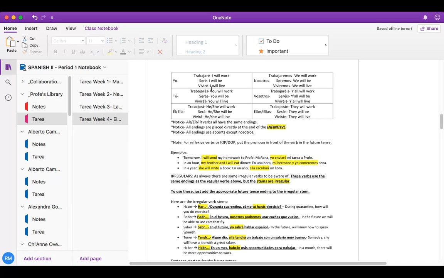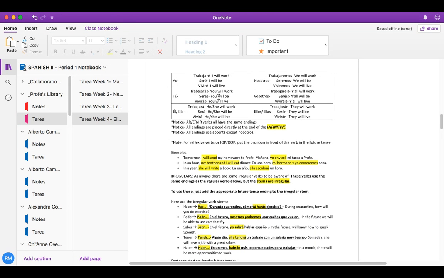Okay? And down here, I will live, viviré. I will live. It has vivir directly in it, which is an IR verb. I did not take off the IR. I just plopped my little E with an accent right down on the end. Super simple.